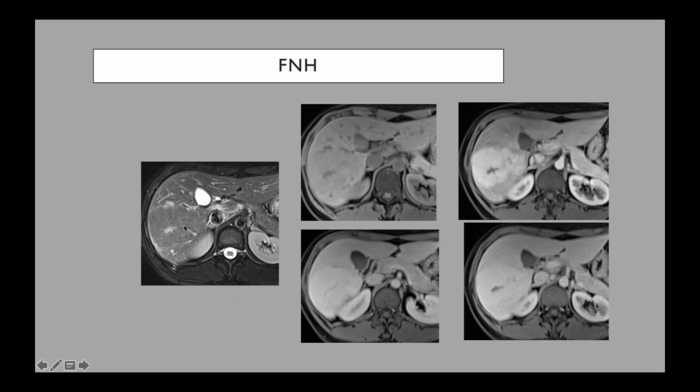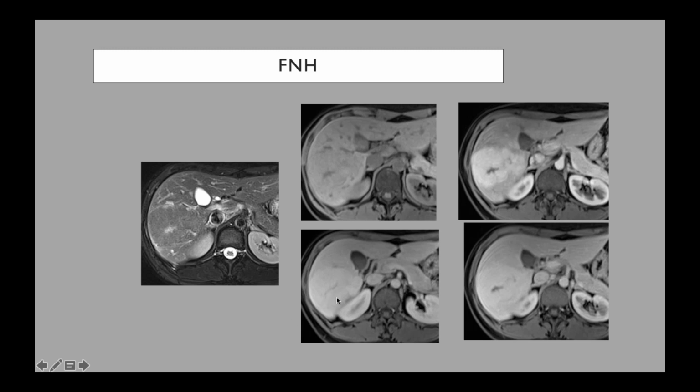So this is your typical FNH. You can see isointense to a background normal liver. You can see it's displacing all of these vessels because it is growing. It's got a hyperintense T2 scar, isointense on the pre-contrast, homogeneous enhancement, no washout at all.